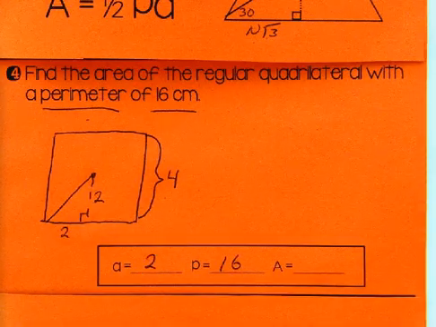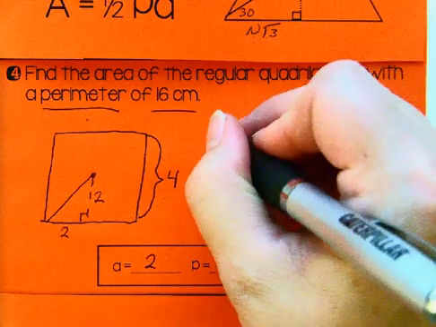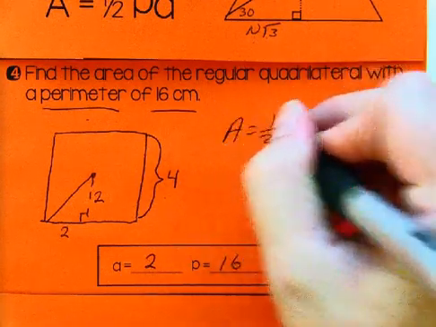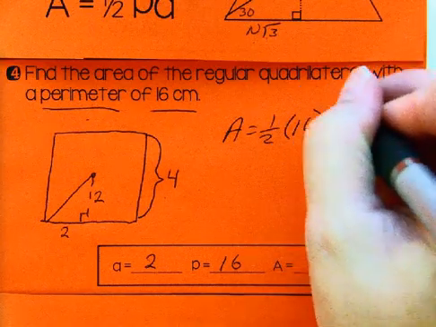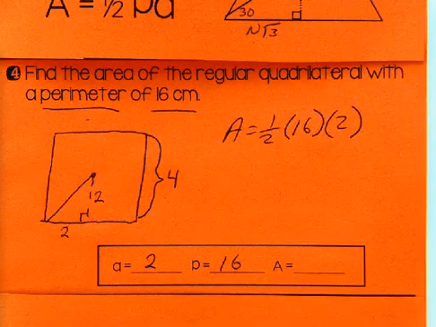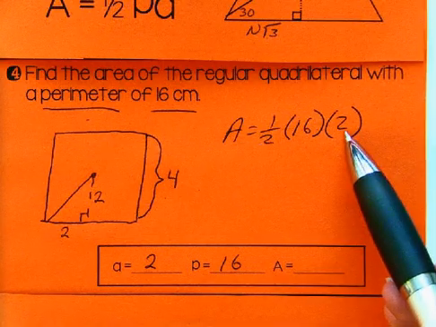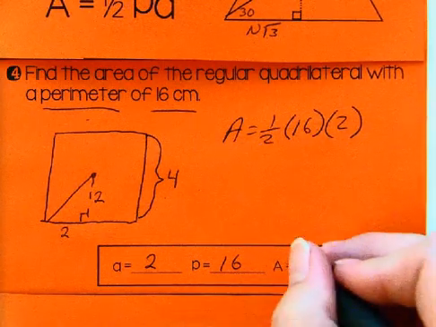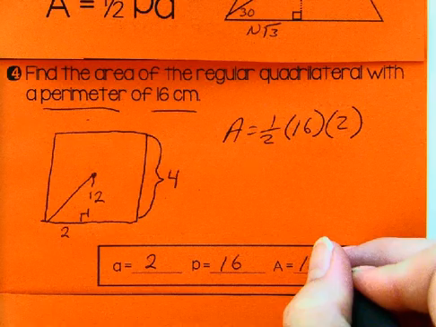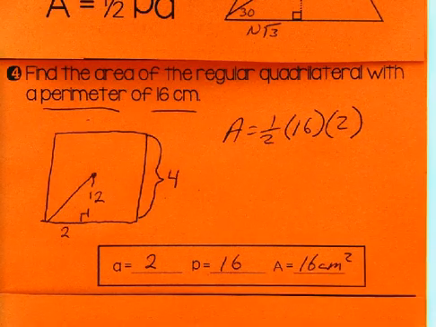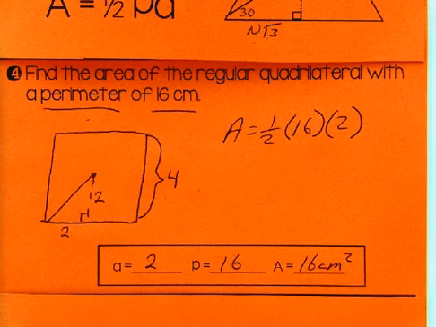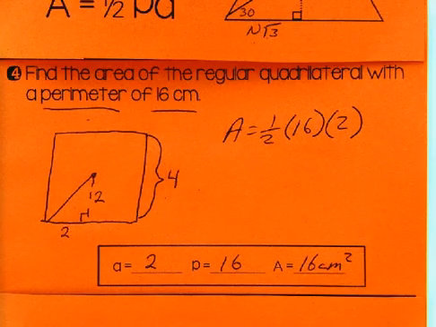So now we can plug that information into our equation. A equals 1/2 times 16 times 2. Now again, half of 2 is going to be 1. 1 times 16 is just 16, so that's 16 centimeters squared. Okay. All right, so that is the quadrilateral.